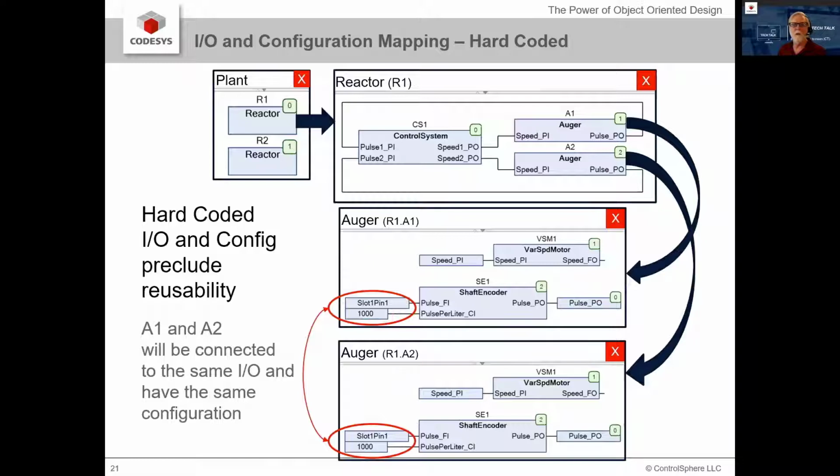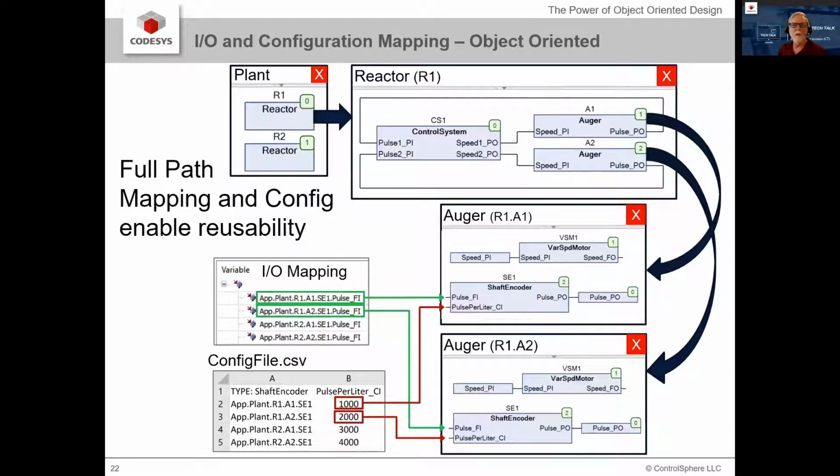CODESYS gives us a great tool for dealing with the I/O side of things. So instead of mapping to the global variable and then hard coding that global variable, we use the CODESYS full path mapping feature to map the I/O directly to the applicable auger. So here in the I/O now, you may be used to seeing this I/O mapping, and you might have been using global variables in here. CODESYS also allows you to use full path names instead of global variables. And the full path name looks like this.